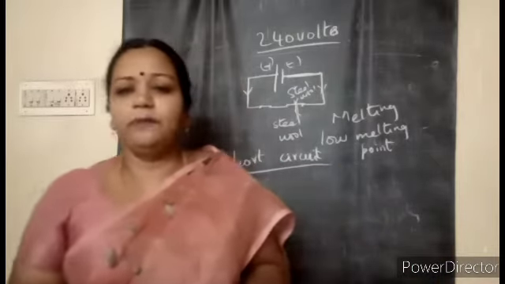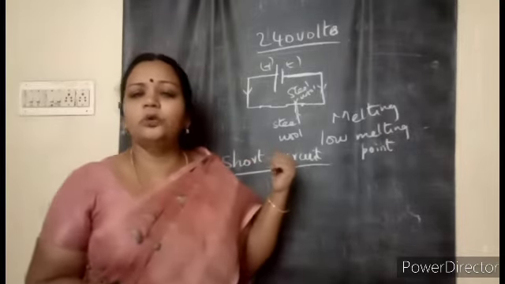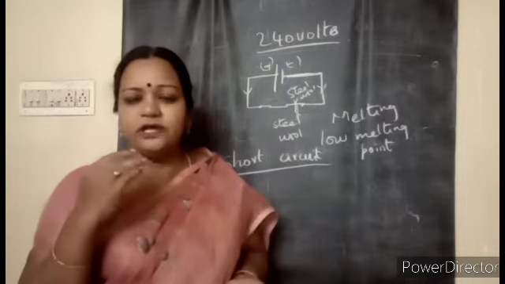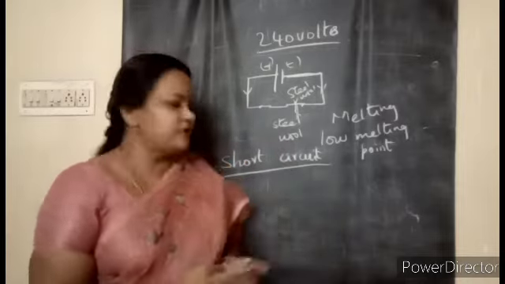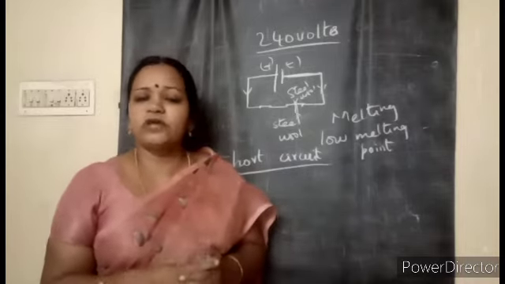So what actually happens? Short circuit, the word itself means that. The short means that the circuit will not be there for a longer time. Suddenly the circuit, a very short-ending circuit, that's why we say short circuit, will be put off. Why will it be put off? Because of excessive current.